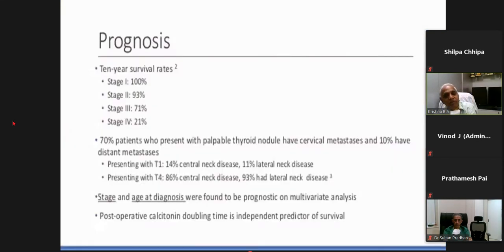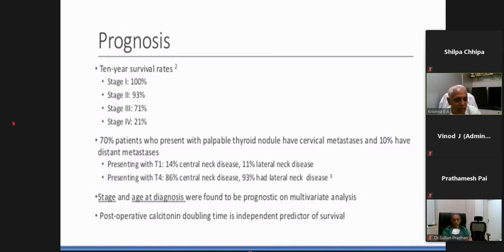What is the prognosis in MTC? In the early stage, it's almost 100% 10-year survival. Stage 2 falls down to 93%, and stage 4 is just about 21%. 70% of patients who present with a palpable thyroid nodule have cervical metastasis, and 10% have distant metastasis. A very important statement, and it has a bearing on the workup also.